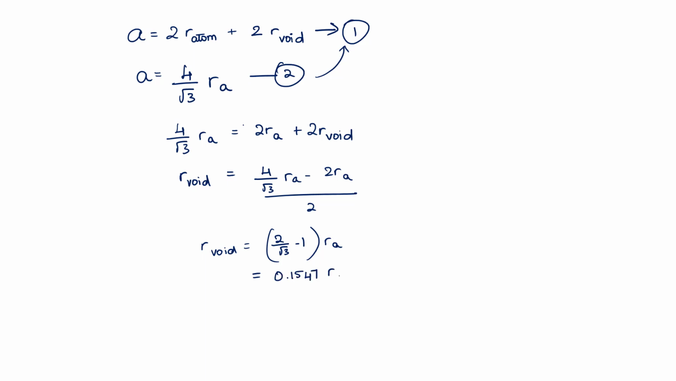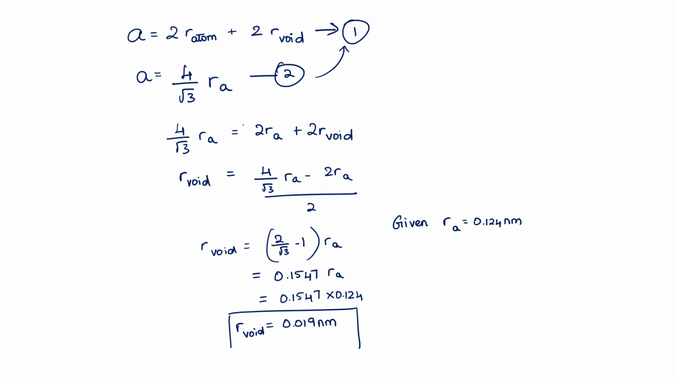0.1547 times the radius of an atom. As it is given that the radius of an atom is equal to 0.124 nanometer, substituting that in this equation, we can find the answer, which is 0.019 nanometer. This is the answer.